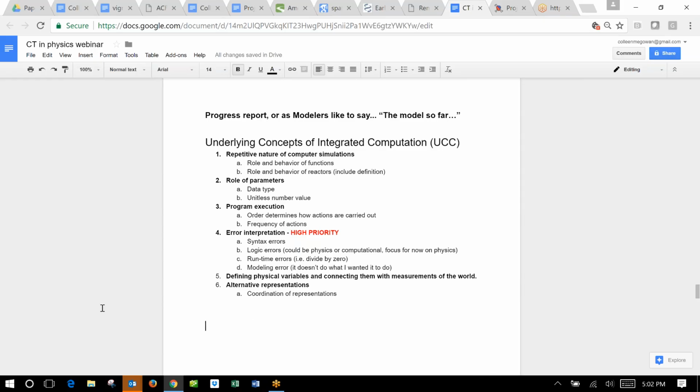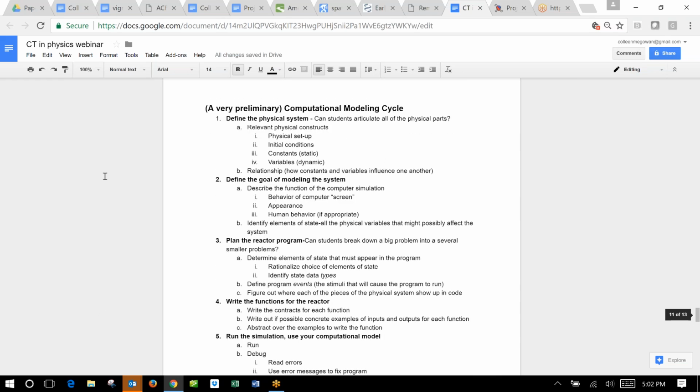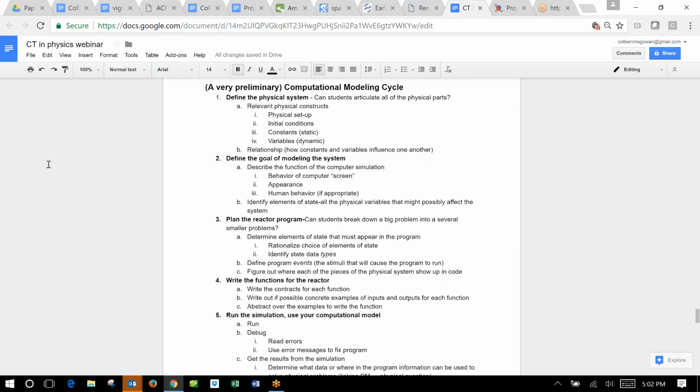And then we have a computational modeling cycle. So this is also very preliminary, and anybody who wants to see this, email me. I will send it to you, but we love feedback on this. This is what we came up with last year.